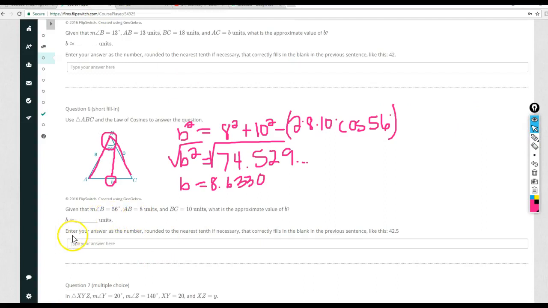Now they want our answer entered rounded to the nearest tenth. So nearest tenth, I'm just going to group the tenths and the hundredths. I'm going to ask myself, is the 63 closer to 60 or closer to 70? And that's closer to 60. So b is going to equal 8.60, which is just 8.6, rounded to the tenth.